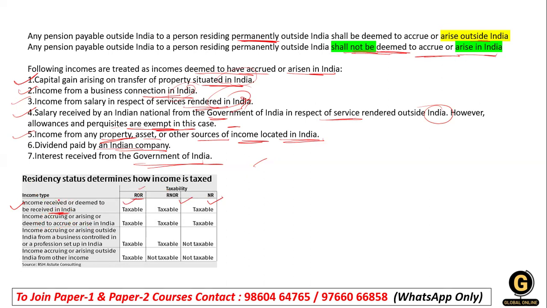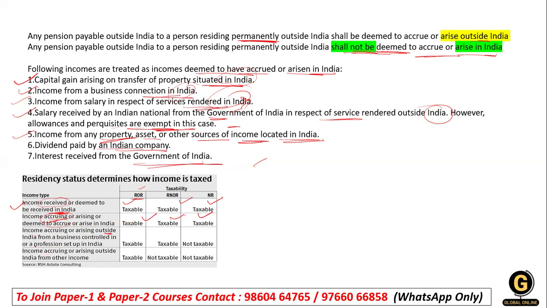Now, the first statement is about income received. Here the word used is accruing. In that case, the same thing is applicable in case of accrual, and it is taxable. Clear? Now, income accruing or arising outside India.